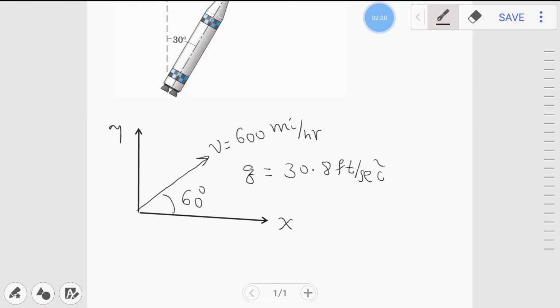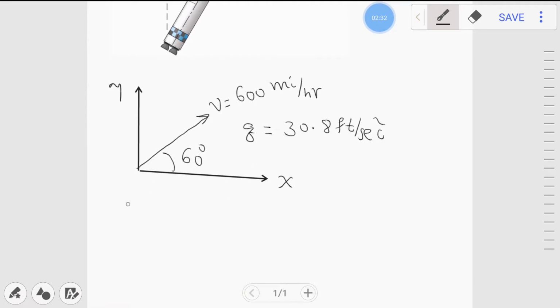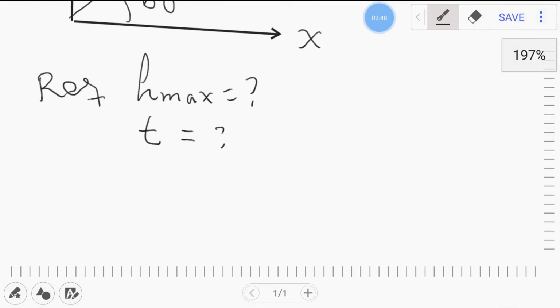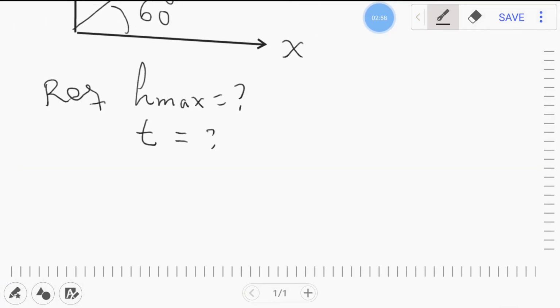Now let's list out the required parameters. The first one is h max, how much is it, and the second one is the time required to reach that position, so t is required here. Now how can we evaluate this?